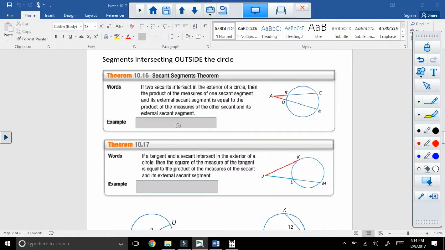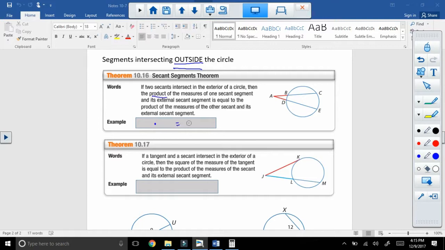I chunked these next two theorems together because they essentially end up having the same formula when the segments intersect outside of the circle. The book writes them differently, but I kind of think about them together because they're kind of one and the same. So I'll read through it and then we'll explain what that would look like on this picture and then do some examples.